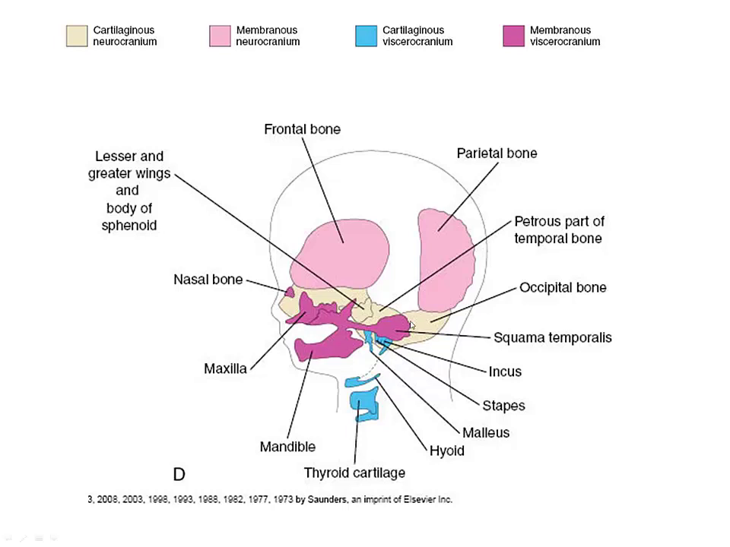You can see the base of the brain that sits upon it. That's going to be our cartilaginous neurocranium. There's our membranous neurocranium. Here we can see our membranous viscerocranium. And then we have our cartilaginous viscerocranium: the cartilage of the thyroid, the hyoid bone, and then the bones of the middle ear.